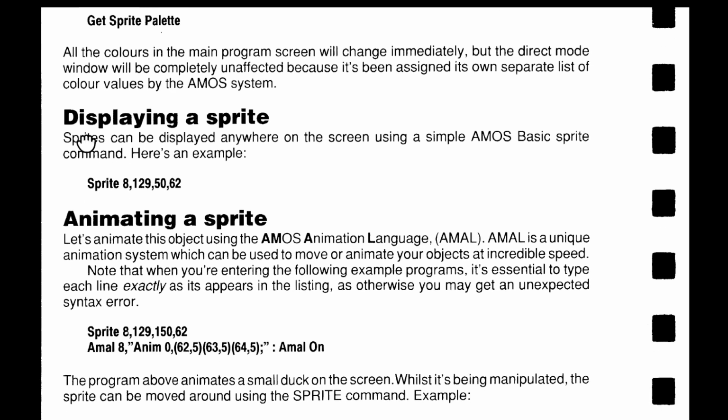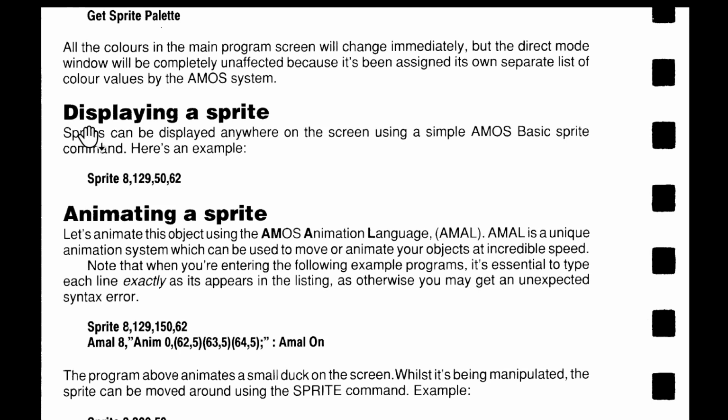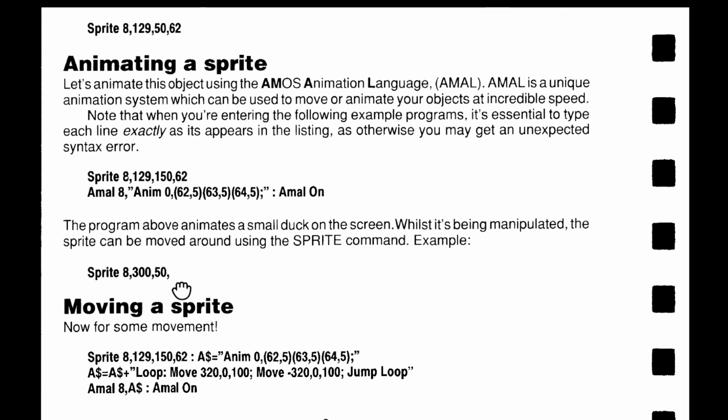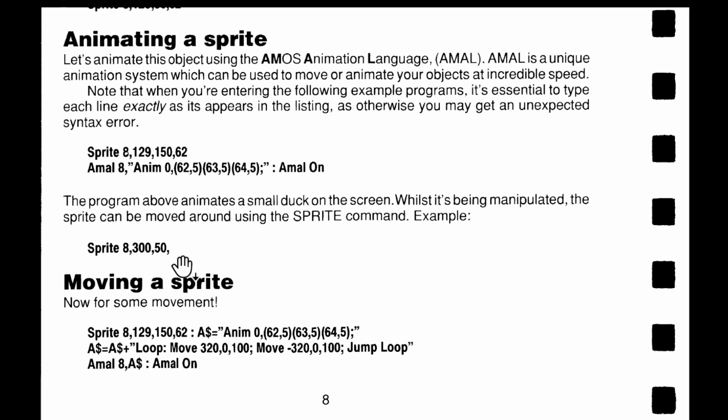All the colors in the main program screen will change immediately, but the Direct Mode window will be completely unaffected because it's been assigned its own separate list of color values by the AMOS system. Displaying a sprite. Sprites can be displayed anywhere on the screen using a simple AMOS basic sprite command. Here's an example: Sprite 8,129,50,62. Animating a sprite. Let's animate this object using the AMOS animation language, AMAL.